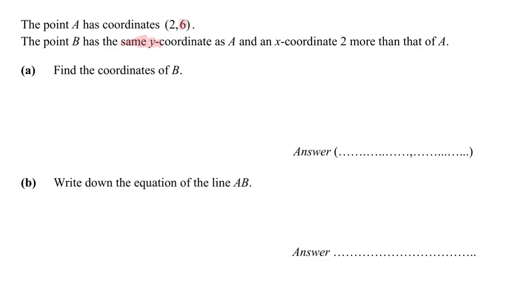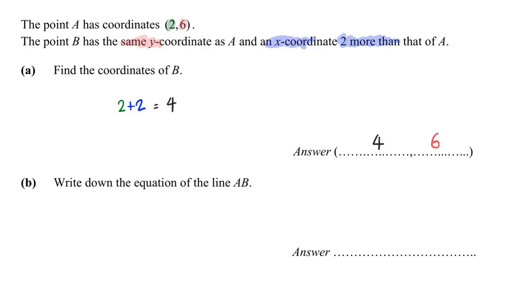That means for point B, right? They have the same y coordinate, meaning 6. Well, as for the x coordinate, it is 2 more than that of A. That means since A is 2, 2 more than 2, yep, it is simply 2 plus 2. So this one will be equals to 4. And we are done with part A.